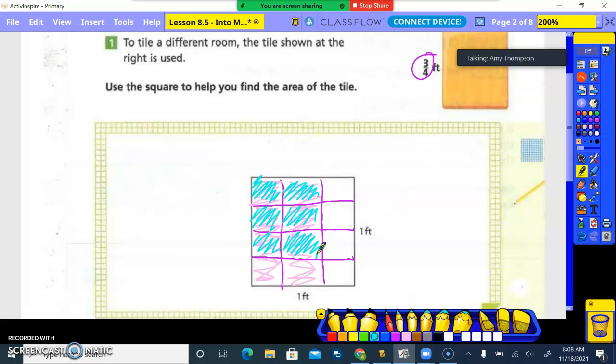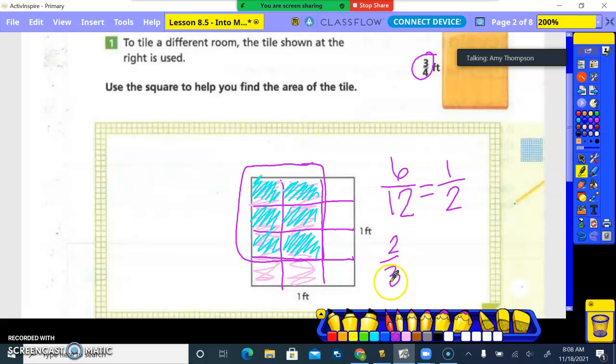Okay, so how many total little boxes do I have, whether they're lightly shaded, darkly shaded, or white? How many do I have total? 12, right? Okay, because it's a 4 by 3, so 4 times 3 is 12. So my denominator is 12. How many do I have darkly and lightly shaded? 6. So 6/12 also equals 1/2. And then if I also took 2/3 times 3/4, could I simplify before I started?